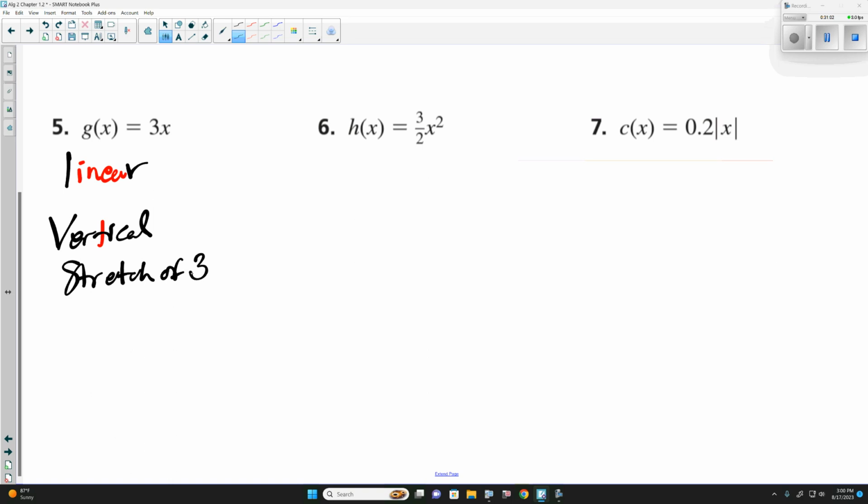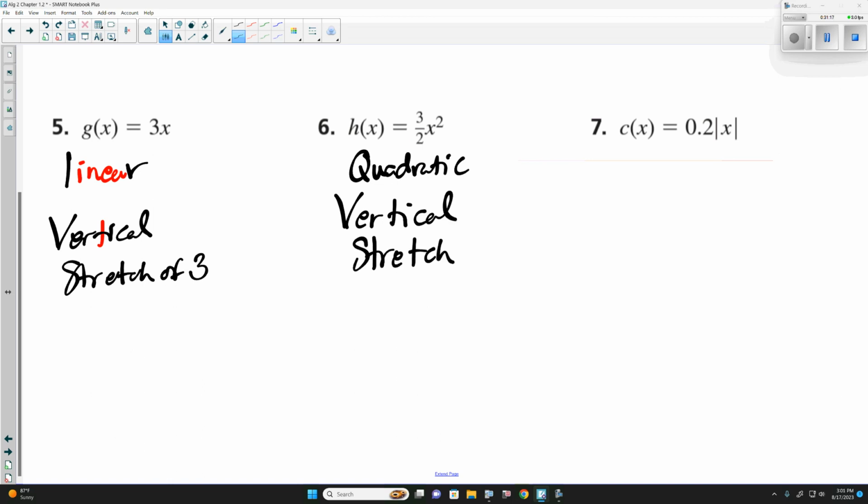So looking at this one here, this is quadratic. It is indeed a stretch. Vertical stretch of 3/2. They threw that in there just to see if you're paying attention, because it is tempting to want to say every fraction is going to be a shrink. But we need to make sure that the fraction is between 0 and 1 for it to be a shrink. If it's greater than 1, it's a stretch.